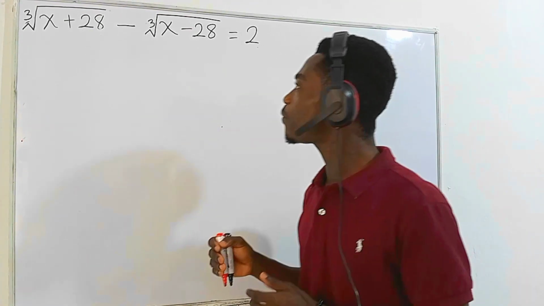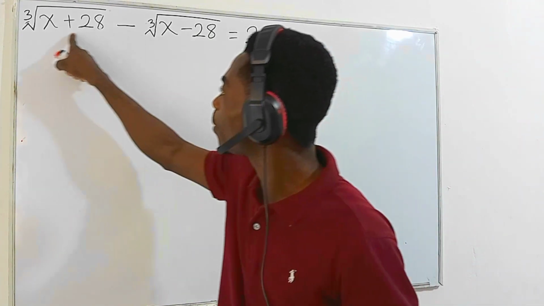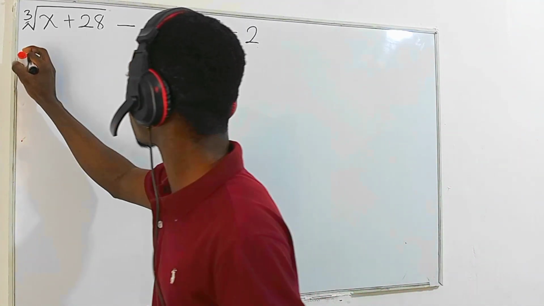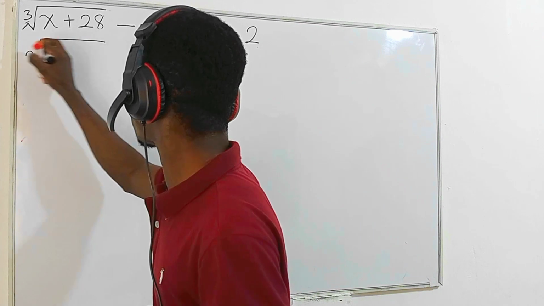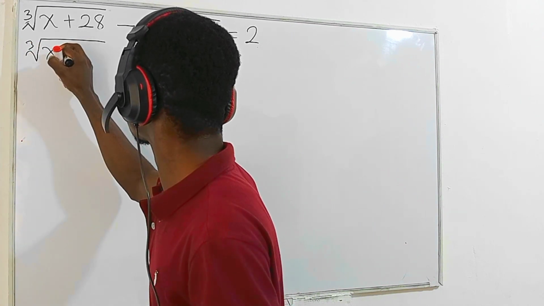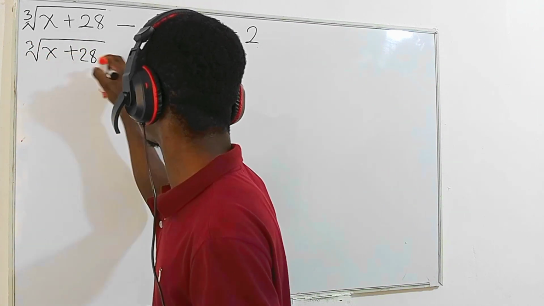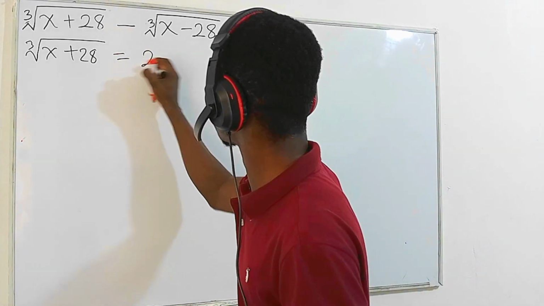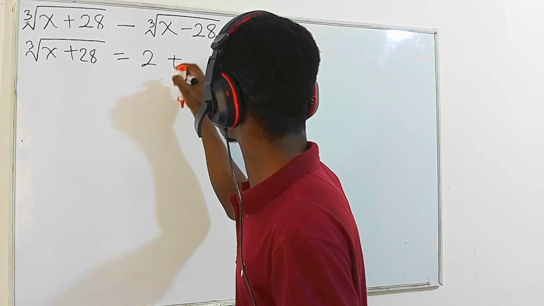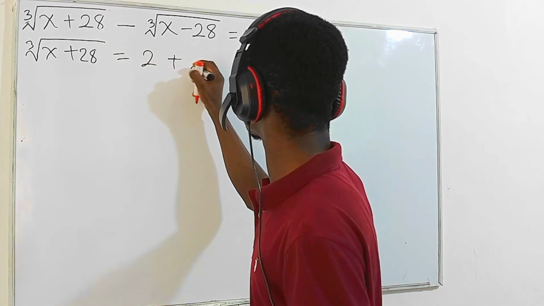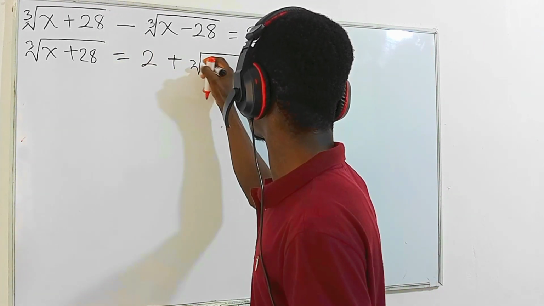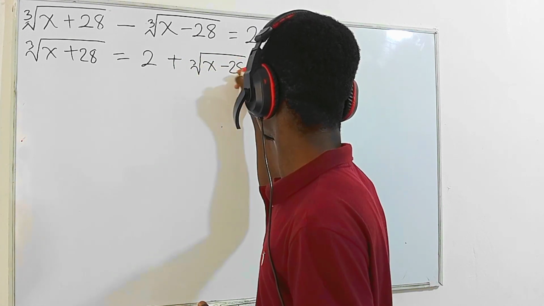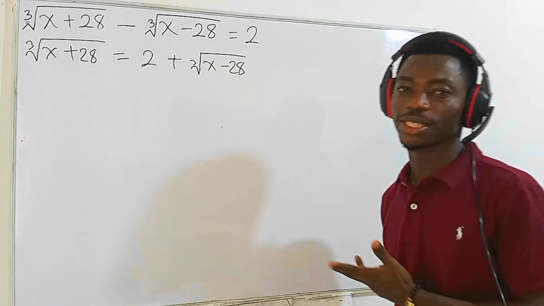In fact, the very first thing I want to do is that I want to keep the whole of this term. So we're going to have cube root of x plus 28, and this is equal to, already we have these two here, I'll put it there nicely, then plus everything here, which is cube root of x minus 28. And that is pretty much it.